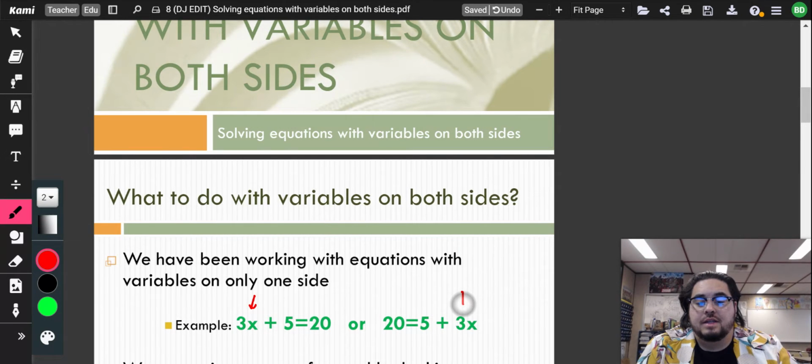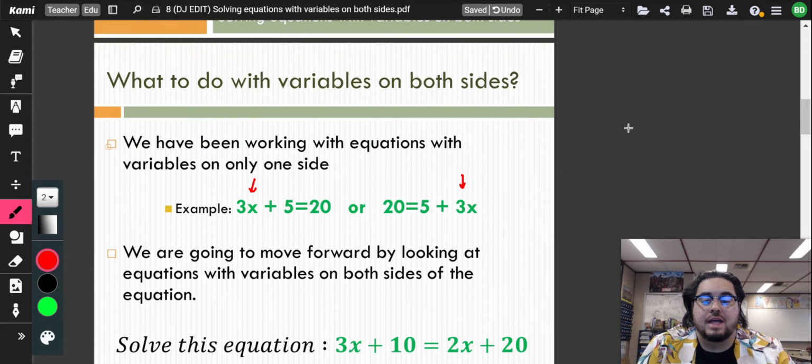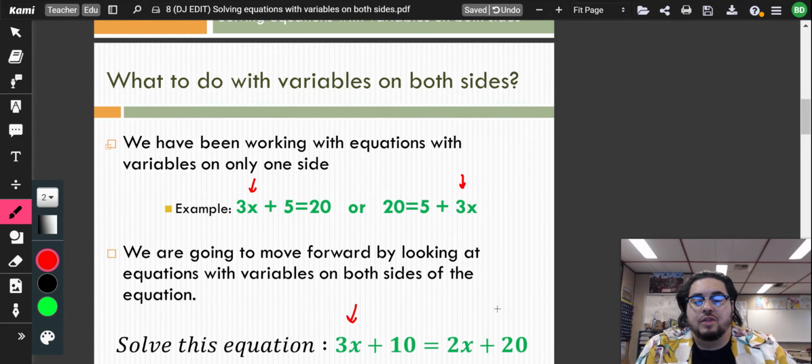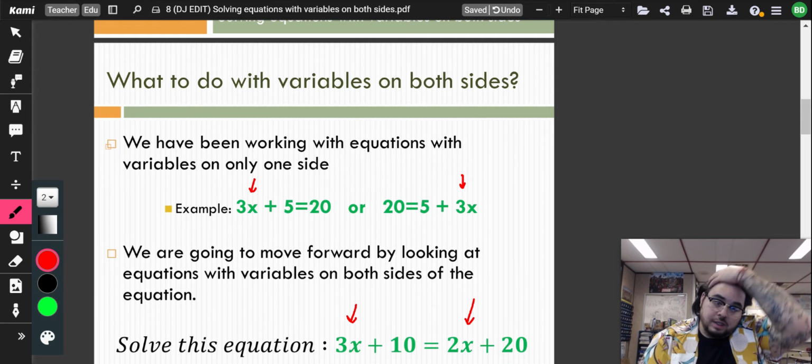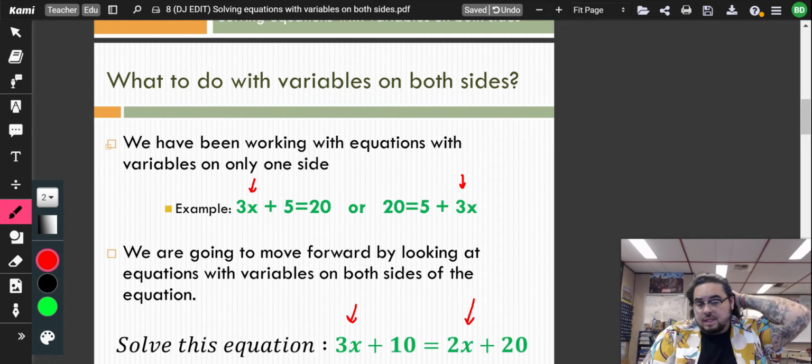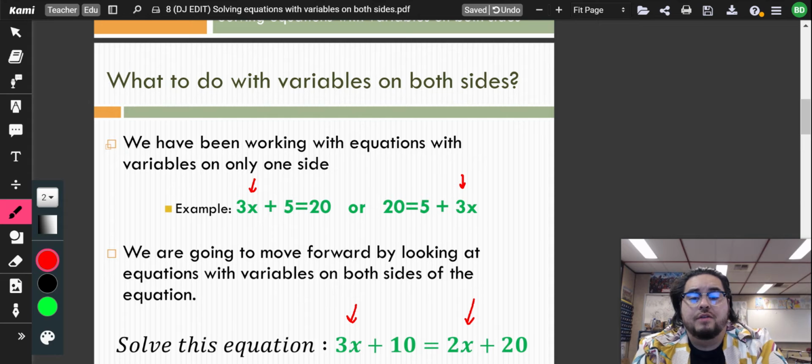Here, same thing. But we're going to move on to solving equations that look like this today, where on one side we might have 3x, but on the other side we have also the variable x. So we have variables on both sides of the equation. What we're going to be focusing on today is the procedure for how we deal with a problem like this. Where do we start?